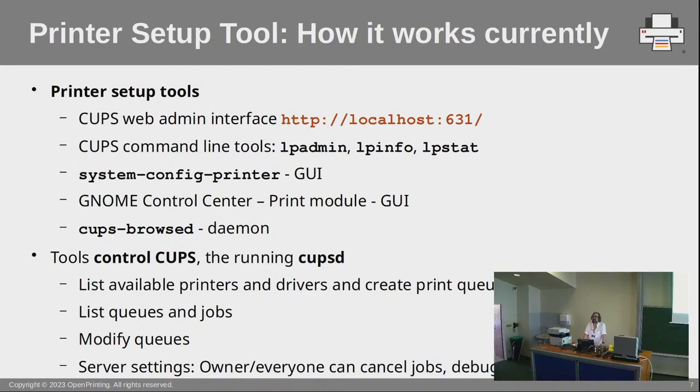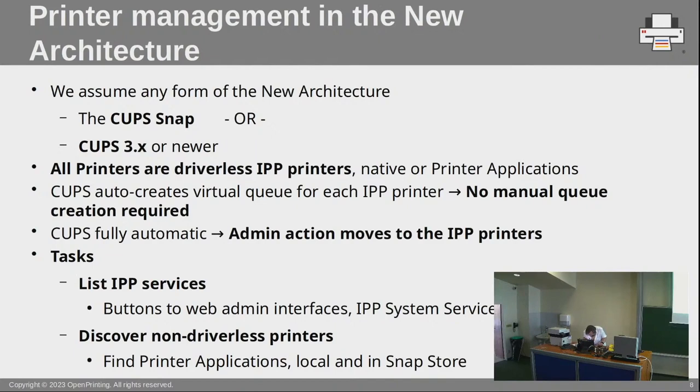The printer setup tool also lists the printers which are already set up. These are usually the CUPS queues in the GNOME Control Center which you have. And on each entry, you see a button for configuration options. You can set the PPD option defaults. You can change the driver. You can remove the queue and so on. And if we have the new architecture, we do not need to create print queues for it.